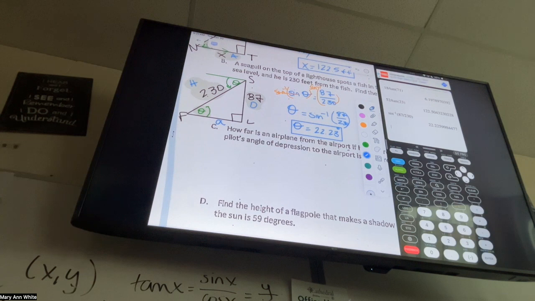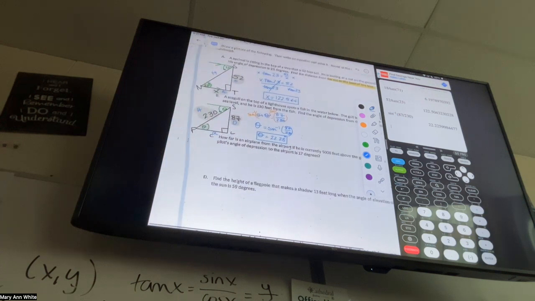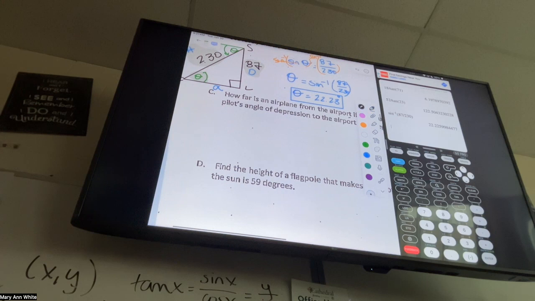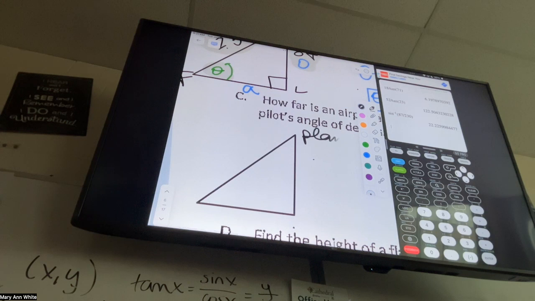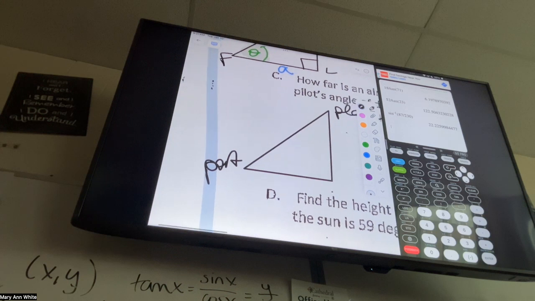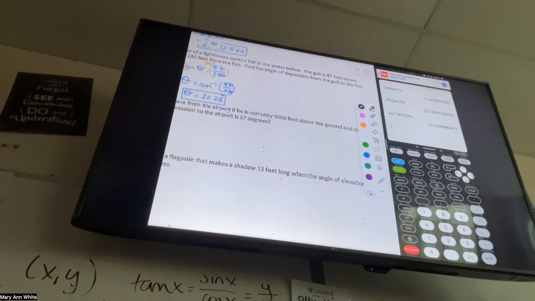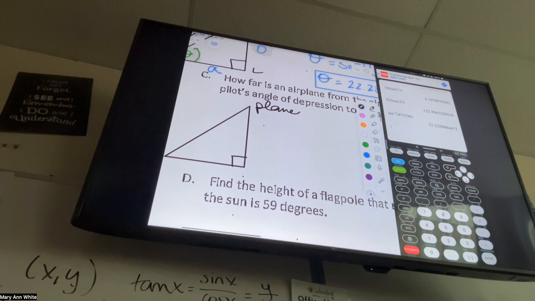Let's do another one. It says, how far is the airplane from the airport if he is currently 5,000 feet above ground and the pilot's angle of depression to the airport is 17 degrees? Okay. This is kind of a confusing one because the airplane is in the air and the airport is down over here on the ground. The point right below the airplane is just the distance from the airplane down to the ground. Where do I get to put 5,000 to show that the plane is 5,000 feet above the ground? I saw some of us do our vertical line. 5,000 is that vertical distance.